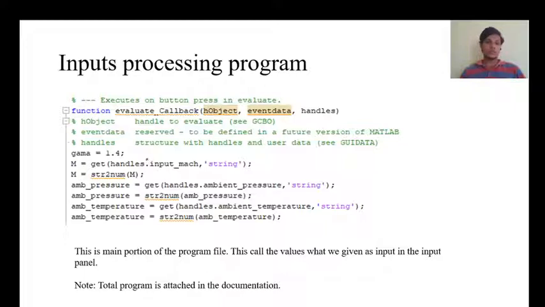This is the processing program. Those are the inputs that I have given in the previous slide, taken at this location. That is, ambient pressure will be taken here and converted to a number, and ambient temperature is also converted to a number. Since we are using air as an ideal gas, gamma equals 1.4, which is a constant, and the Mach number that I have given in the input chamber will be taken here, and this will be processed in the next segment.